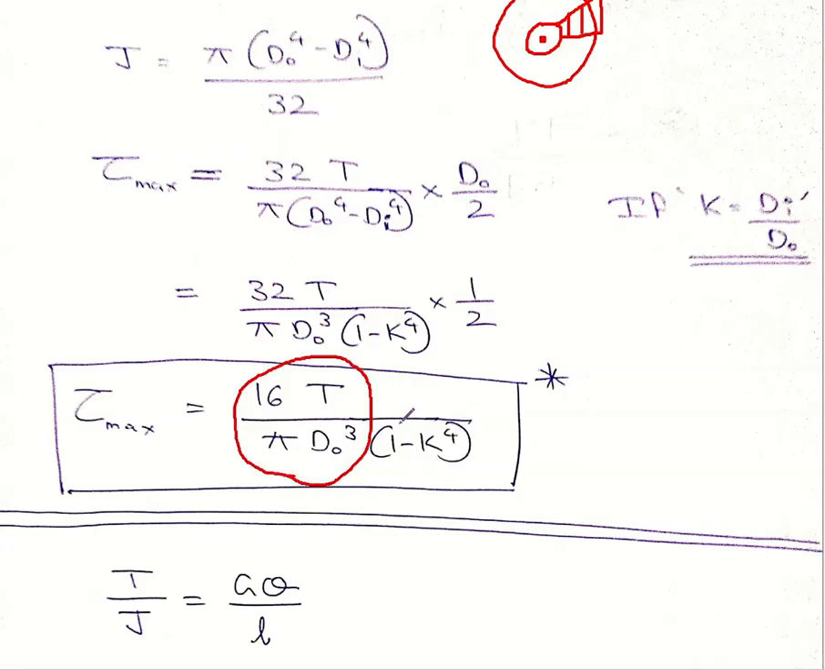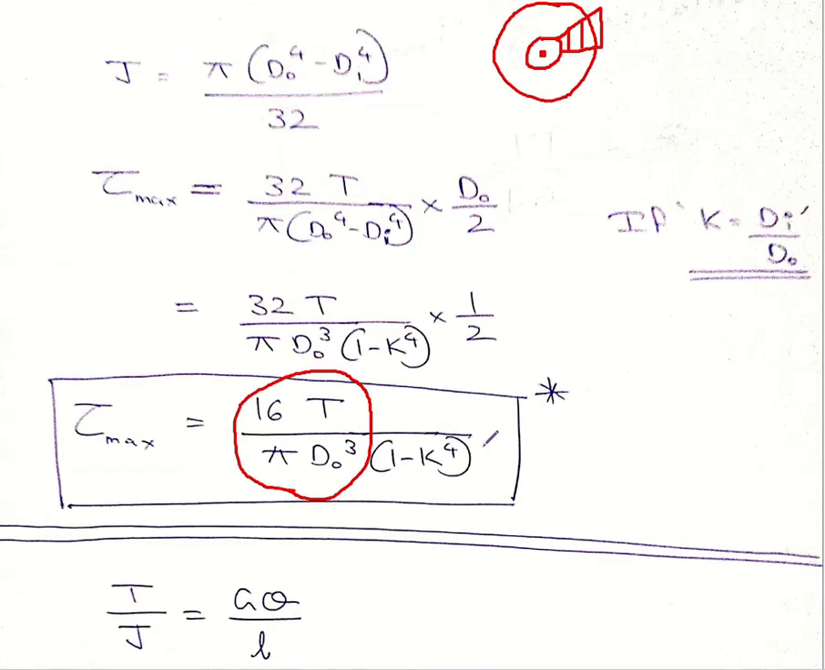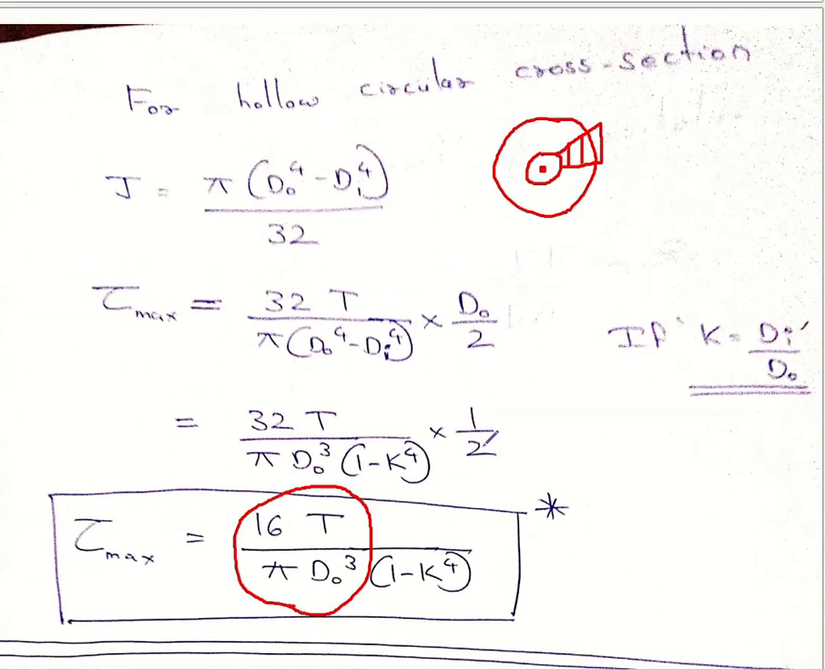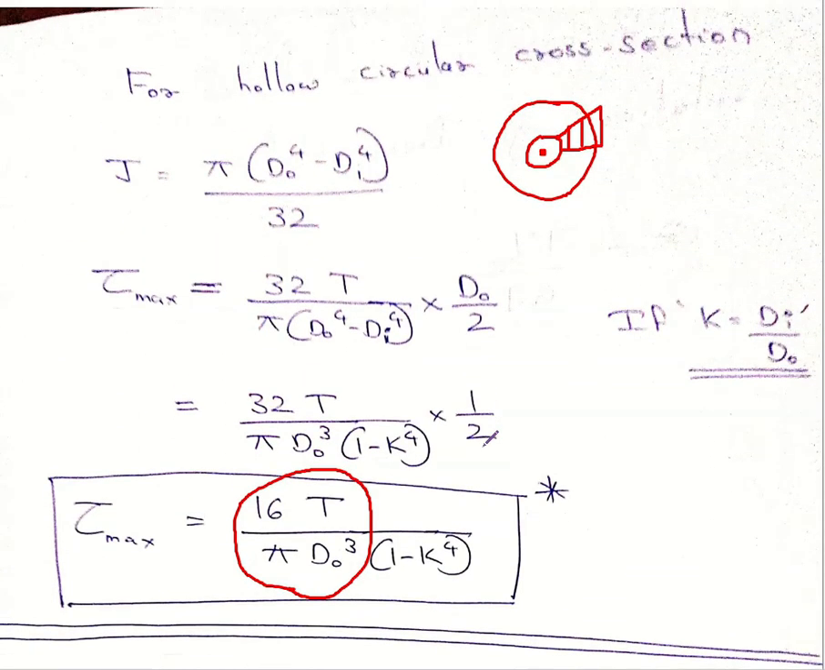But here one more term comes, that is 1 minus K raised to 4, where K is the ratio of inner diameter to outer diameter. And K value will always be less than 1. So this is the equation for hollow circular section. In most cases, the question will be based on a circular section or a hollow circular section. So now at this point, you will be able to handle the stress values of torsion for both hollow circular and solid circular sections.